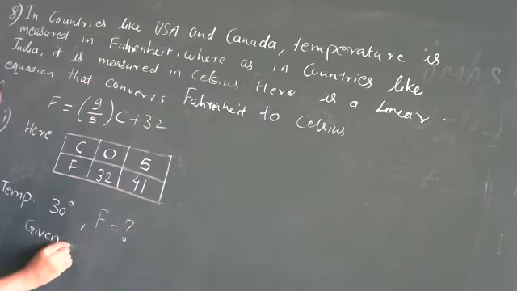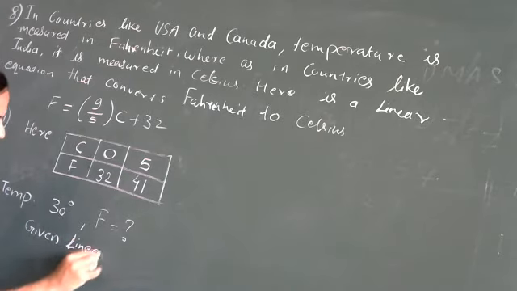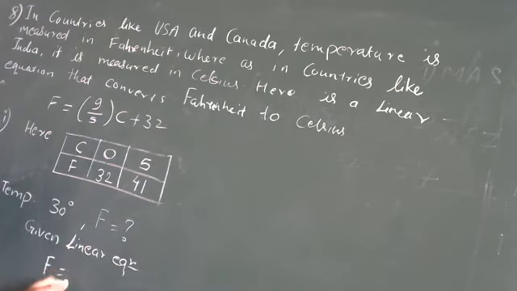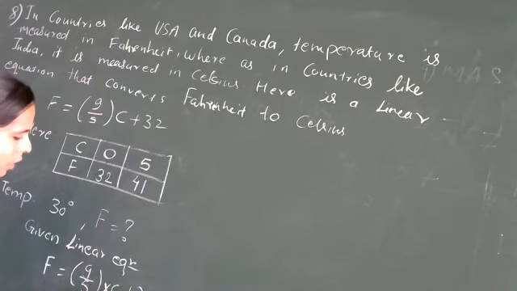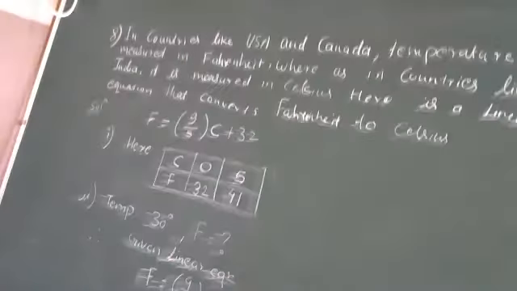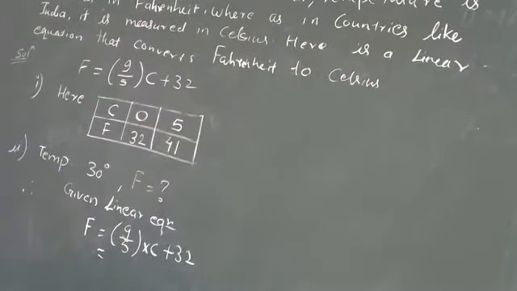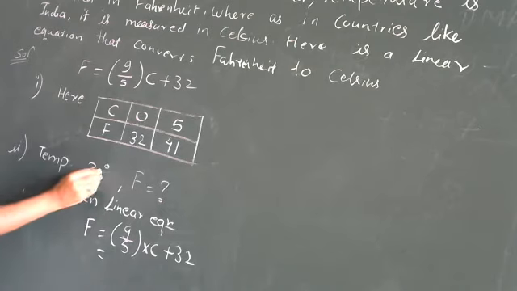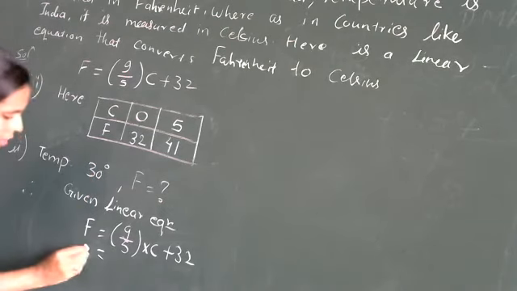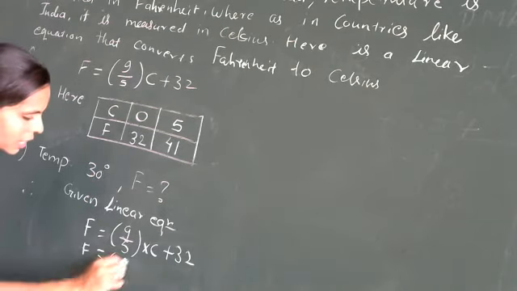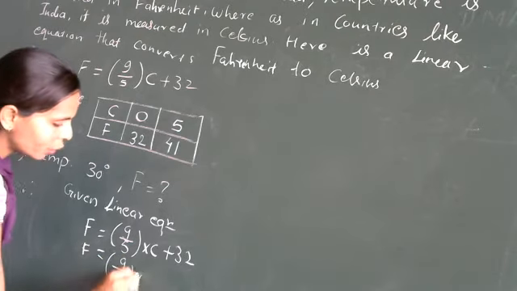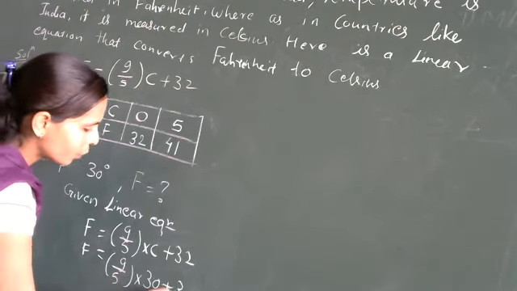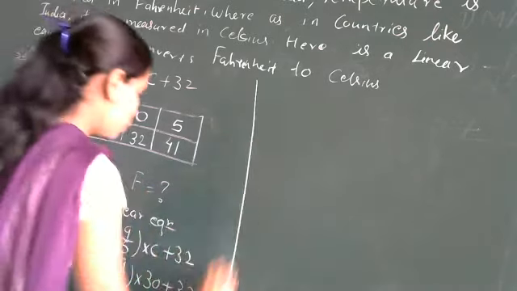Right here, the given linear equation, what we are having? F is equal to 9 upon 5 into C plus 32. Now, what we have to do? Yes, what we can do? Put the value of Celsius temperature as 30 degree. So, F is equal to 9 upon 5 into 30 plus 32. If you put those values, what will we get?